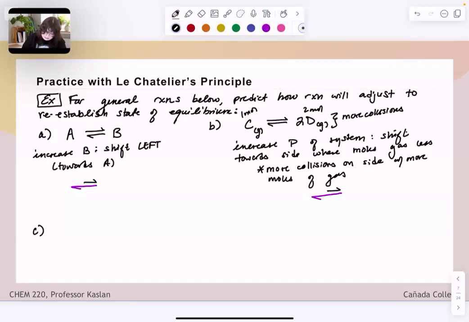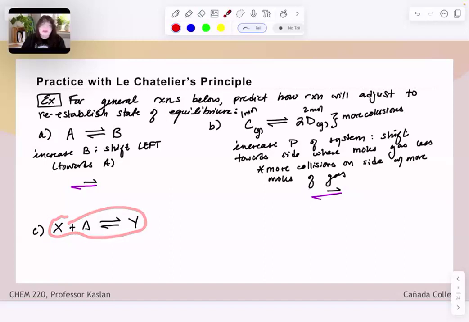Okay, let's look at this reaction. So I've shown X going to Y. So that is our chemical system that is in equilibrium. And I have indicated that heat is being consumed, right? So heat is required for this reaction to proceed in the forward direction. So I'm treating heat like a reactant.